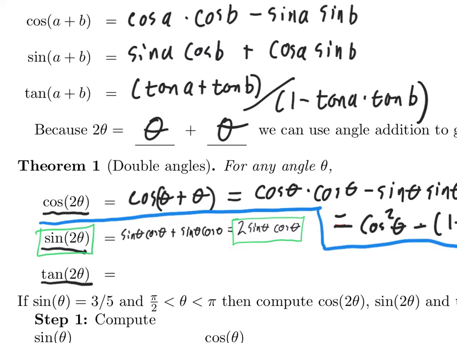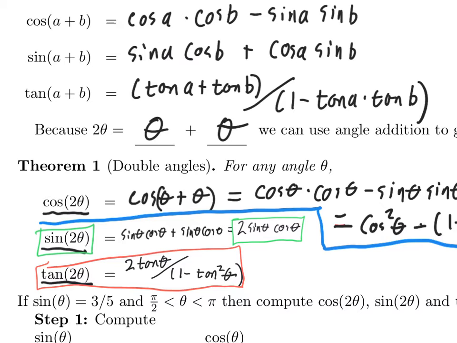Finally, tangent. The tangent of 2 theta will be the same thing as, reading off the formula for tangent, tangent theta plus tangent theta. So that's 2 times tangent theta all over 1 minus tangent theta tangent theta. So that's 1 minus tangent squared of theta. And there's the double angle formula for tangent.